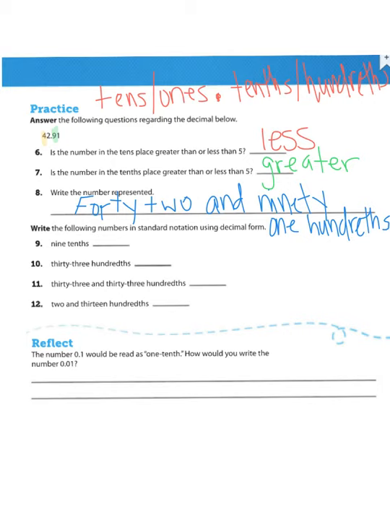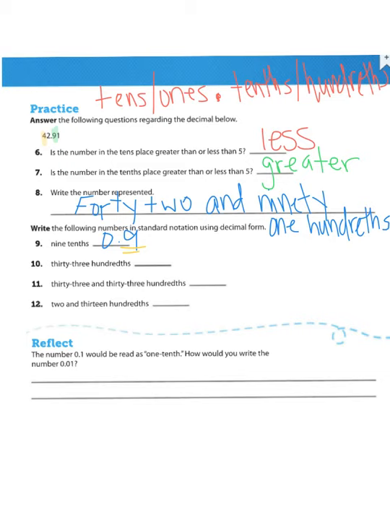Number 9 through 12, write the following numbers in standard notation using decimal form. So we're going to read these words and then write those words as a decimal. So 9/10. So remember where that place value is, the tenths. Okay, so I'm only going to have two numbers here for 9/10. That would be 0.9. My tenths place value is where this 9 is right here.